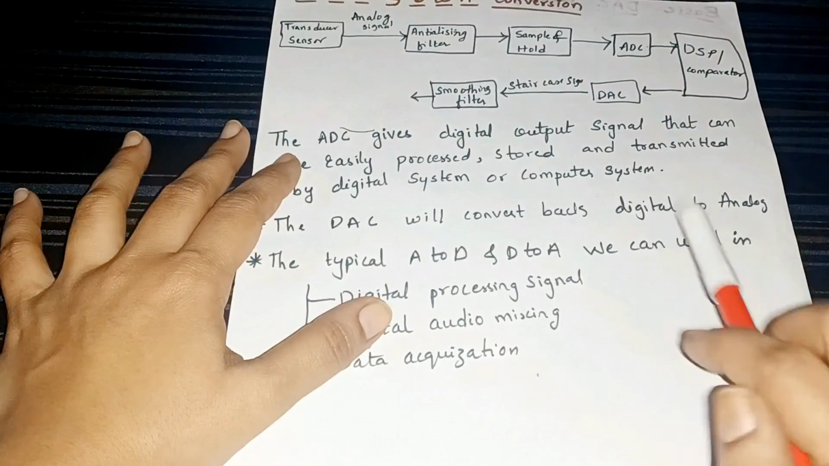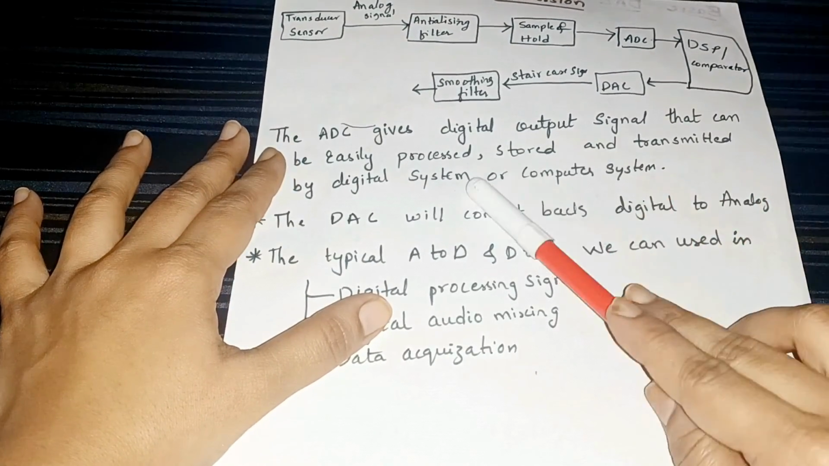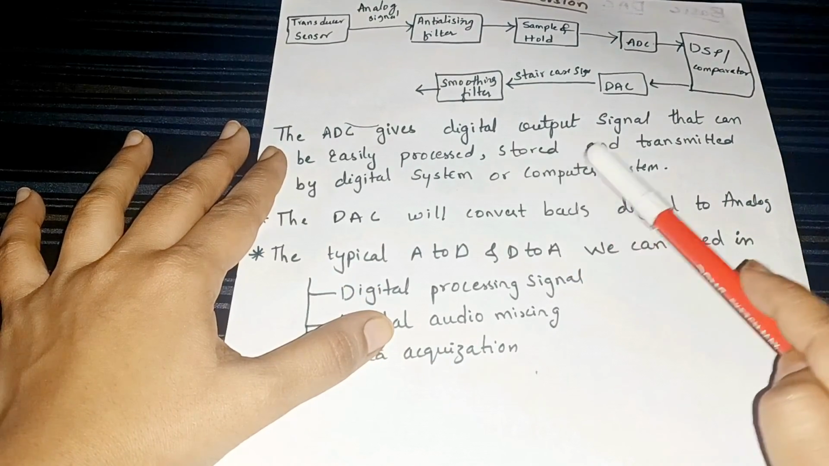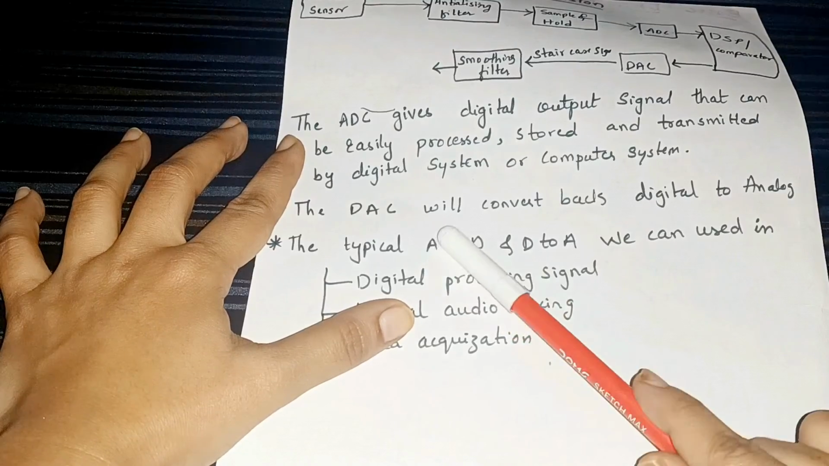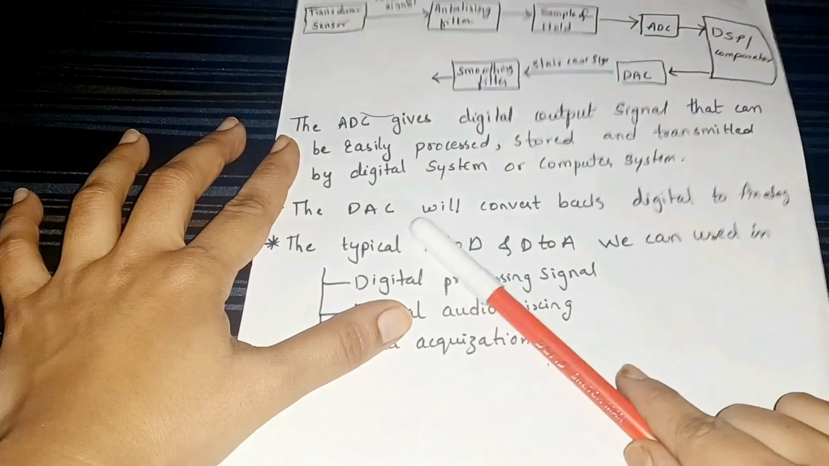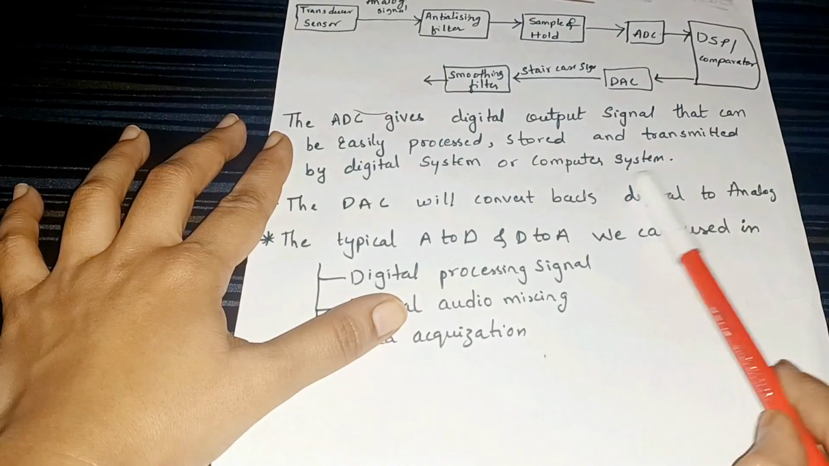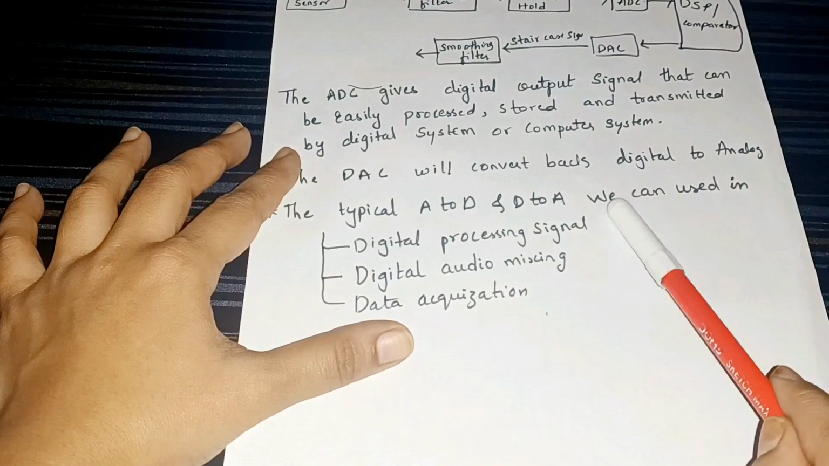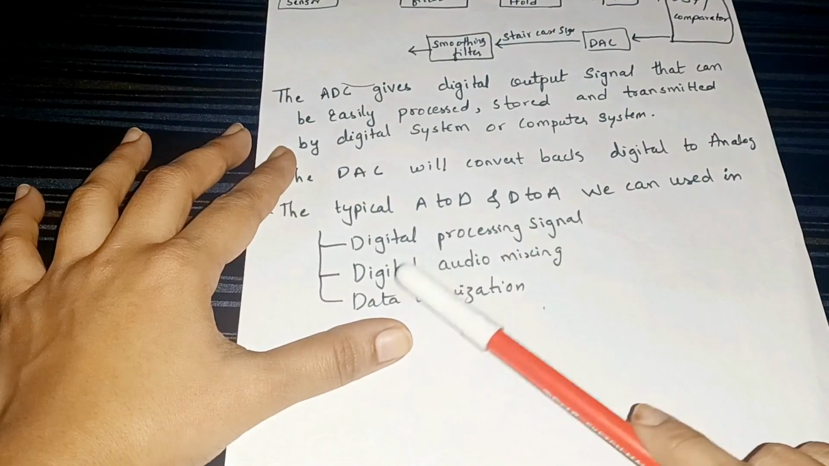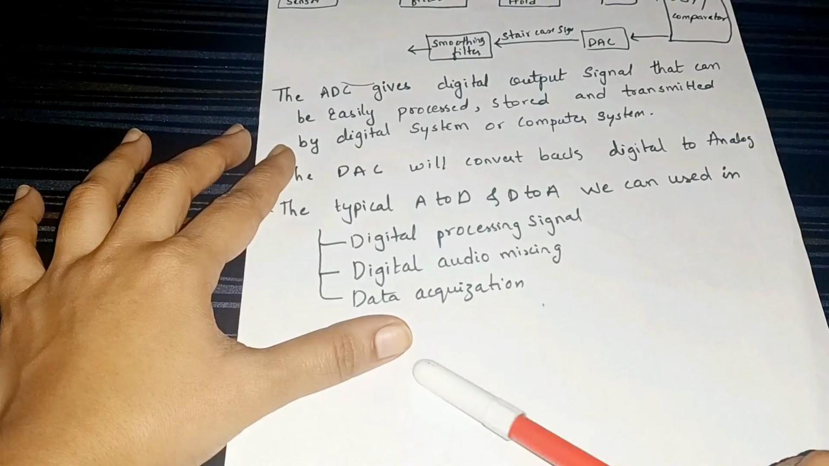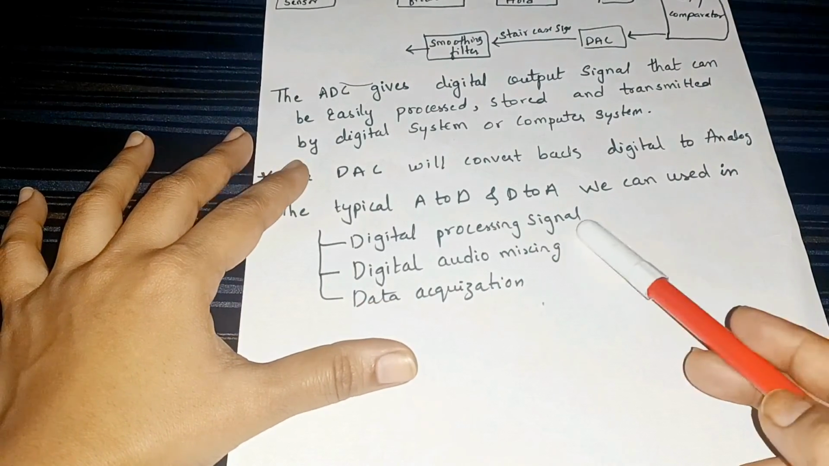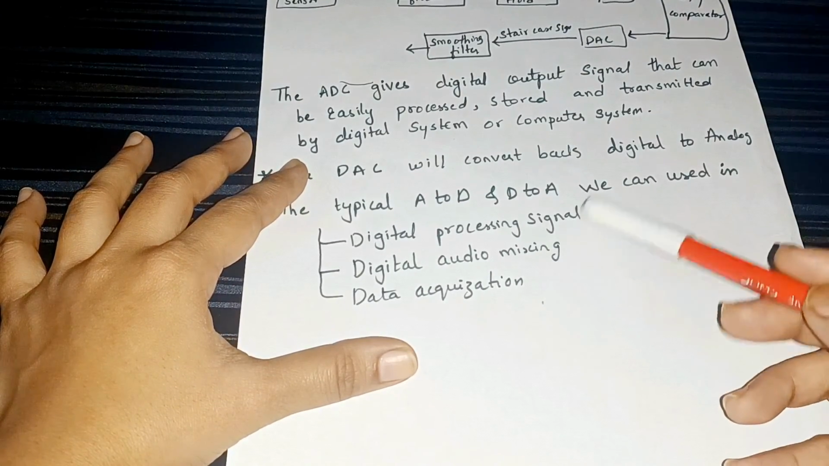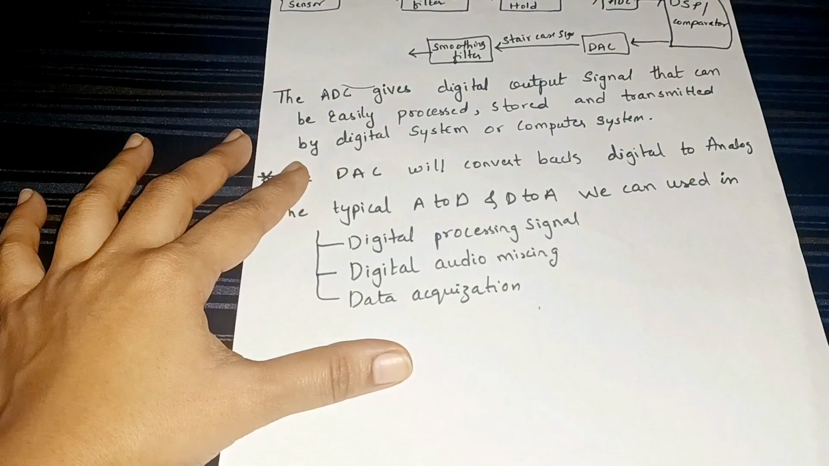So here the ADC gives a digital output signal that can be easily processed, stored and transmitted by the digital system or the computer system. And the DAC, that is digital to analog conversion, will convert digital back to analog. A to D and D to A are typically used in digital signal processing, digital audio mixing and data acquisition. So you can use all of this in these three: signal acquisition and mixing of the digitals.